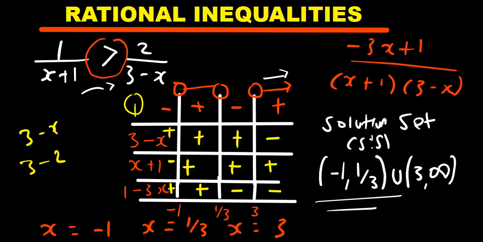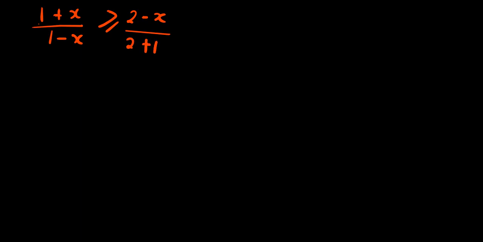Now let's solve another one. Let's say you're given to solve (1 plus x) over (1 minus x). Let's say this one now is greater than or equal to (2 minus x) over (2 plus x). So what are you going to do again? You're going to move your expression to the other side, okay?